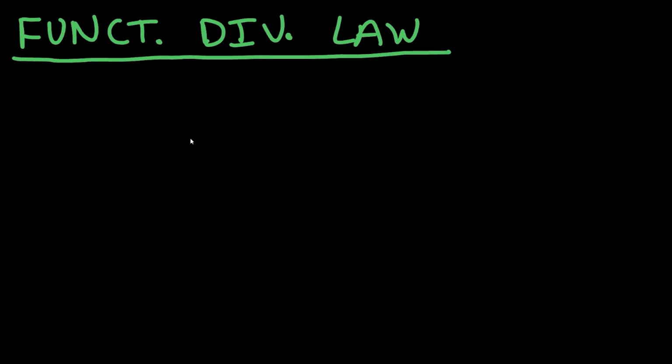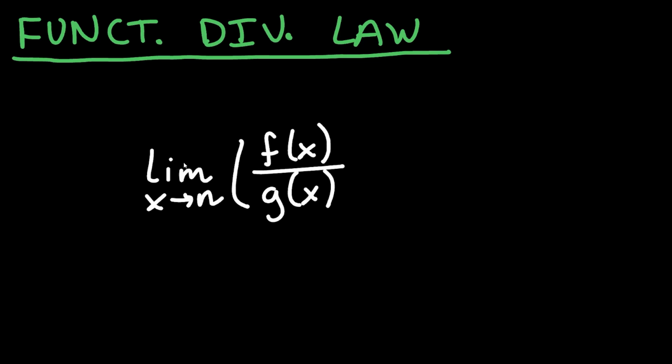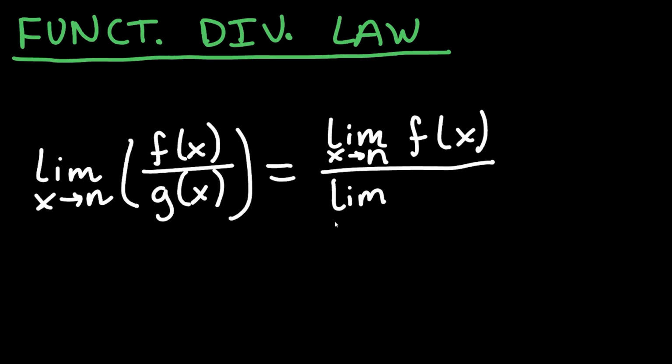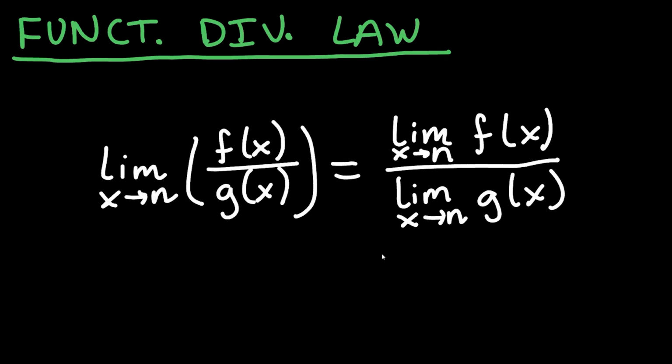Now the last law we're going to look at today is the function division law. And this law states, if you are taking the limit of two functions that are being divided, then that is the same as taking the limit of the numerator and then taking the limit of the denominator. And of all three of these rules that we looked at today, this is probably the most different, but it all lies on the same principle.